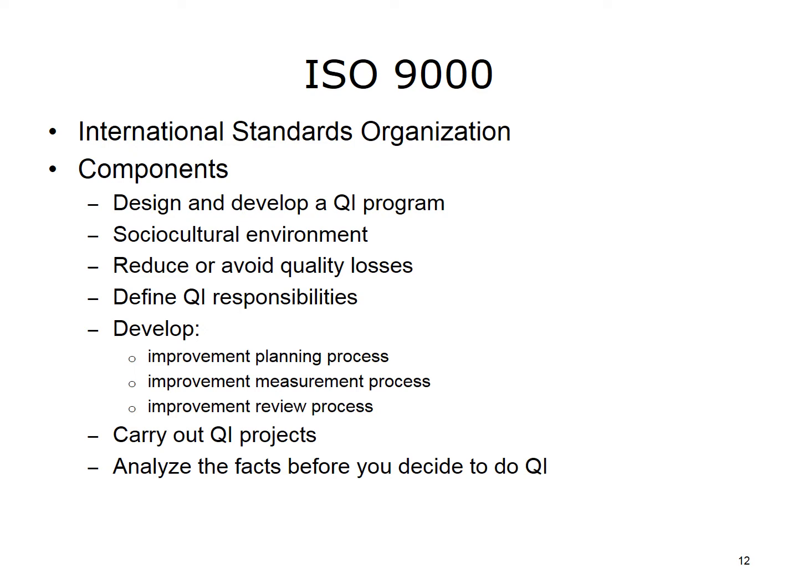The International Standards Organization, in 1987, introduced the initial ISO 9000 guidelines for performance improvement. Components of these guidelines include: design and develop a QI program, create a socio-cultural environment and a structure that supports improvement, reduce or avoid quality losses, define QI responsibilities, develop an improvement planning process, develop an improvement measurement process, develop an improvement review process, carry out QI projects, and analyze the facts before you decide to do QI.